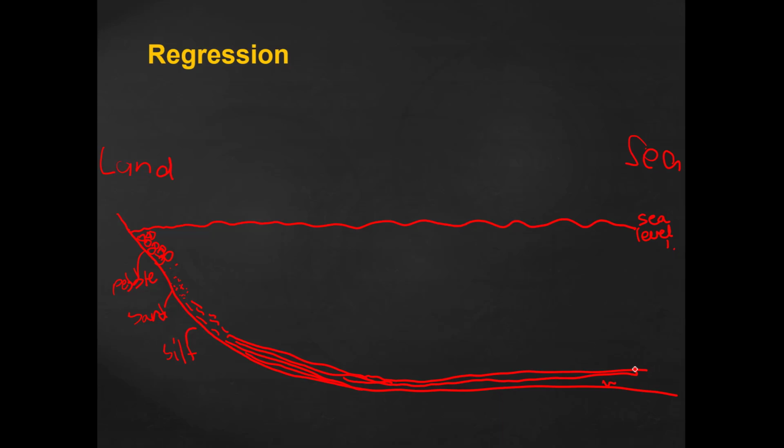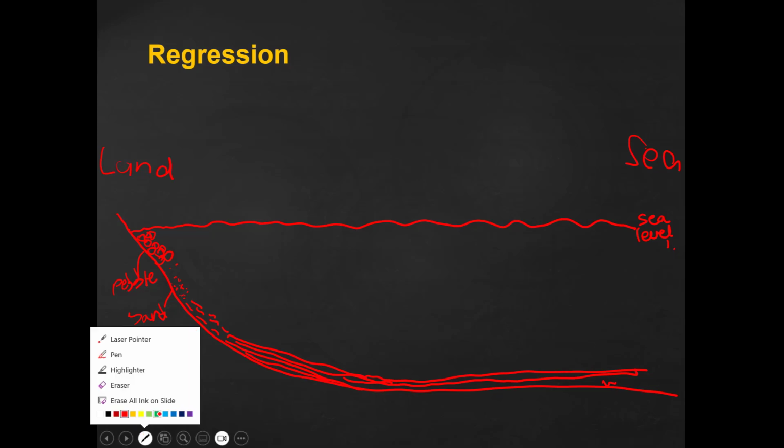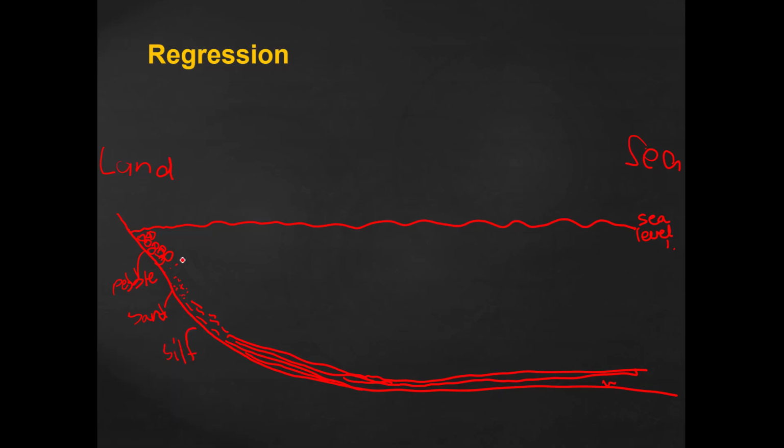Now the sea level is going down because it's regression. So I'm going to change the color of my pen, green. This is going to be sea level 2. And now at sea level 2, this is where the pebbles are going to be because now that's the beach. That's the highest energy level environment. Then it comes into sand. After the sand comes the silt. And in the very deep water, it's going to be clay.